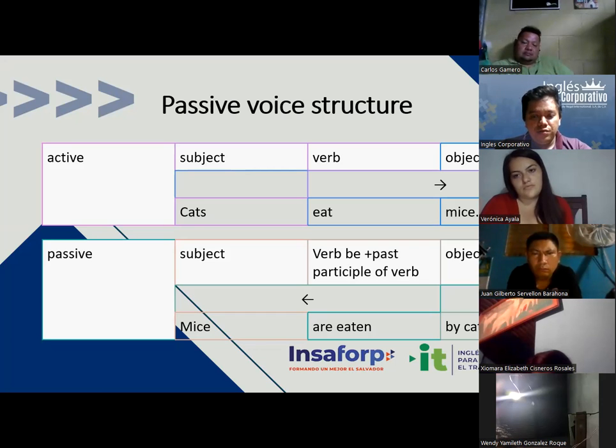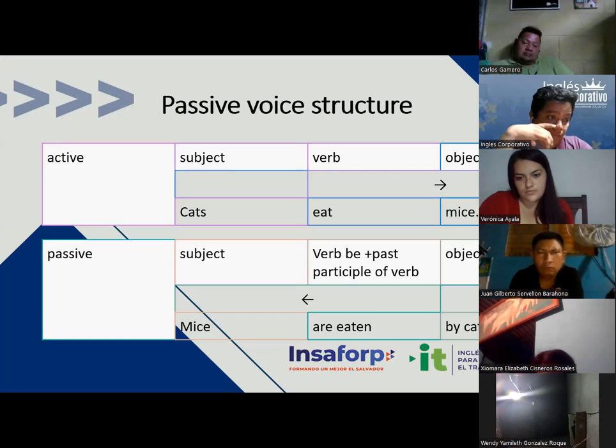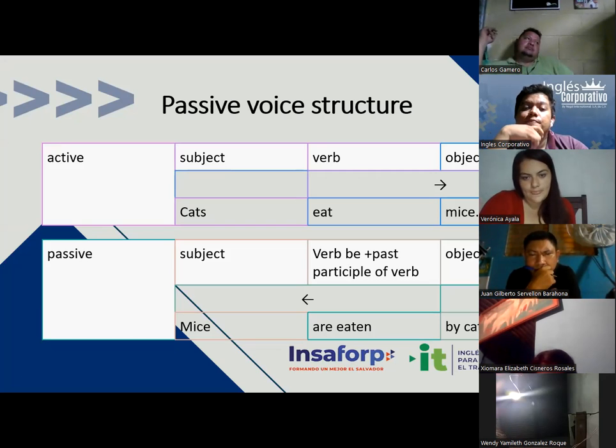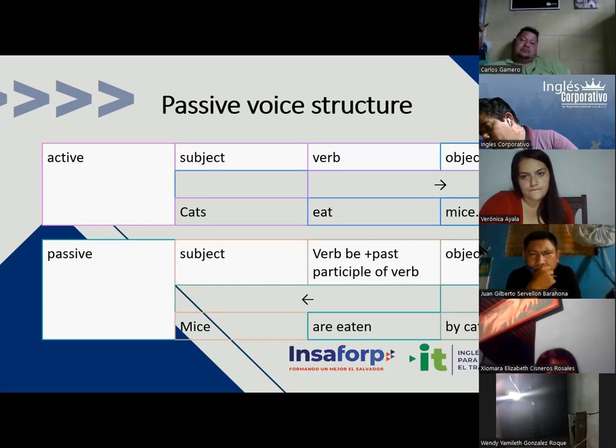I don't know if you have any other question, people. ¿Alguna otra pregunta que tengamos? Pero ¿en qué caso se utilizaría este passive voice? ¿En qué casos exactamente, para cuando uno lo está hablando, por ejemplo? Porque según tengo entendido, el passive voice es algo de un libro, si no estoy confundido.